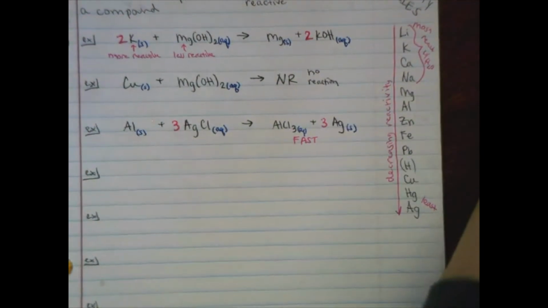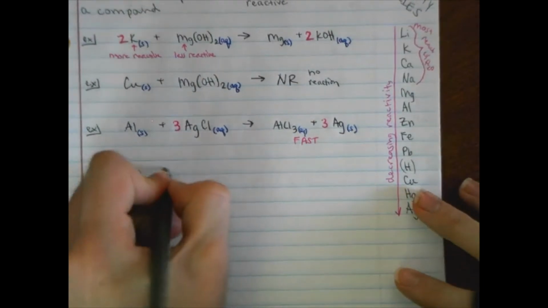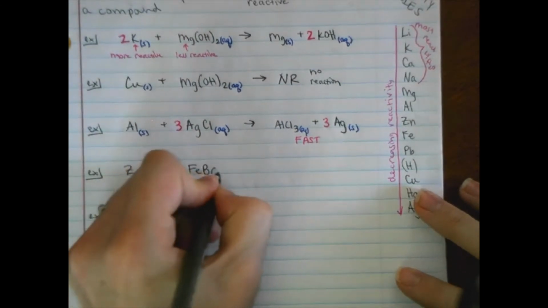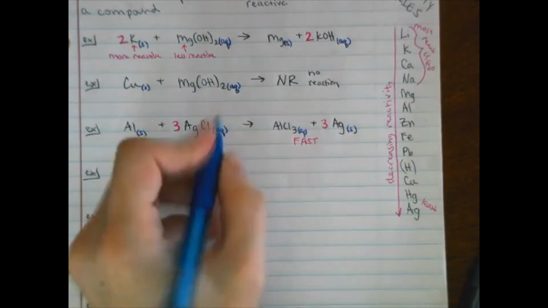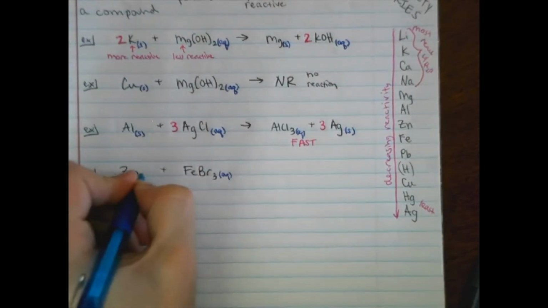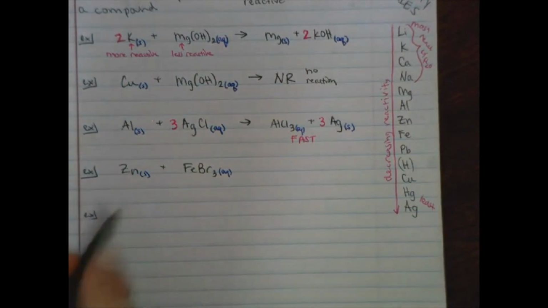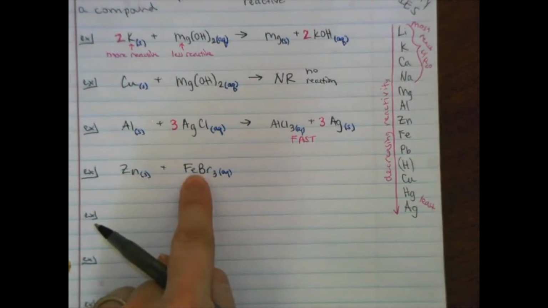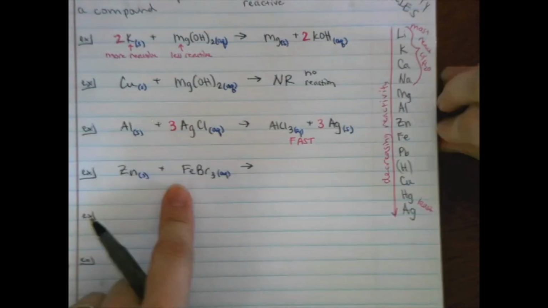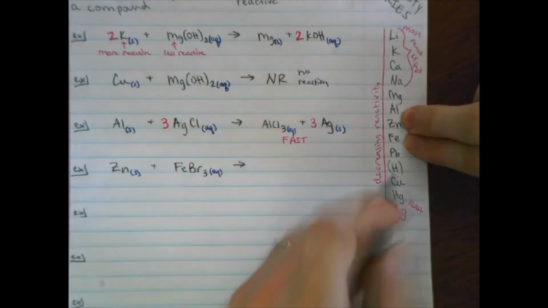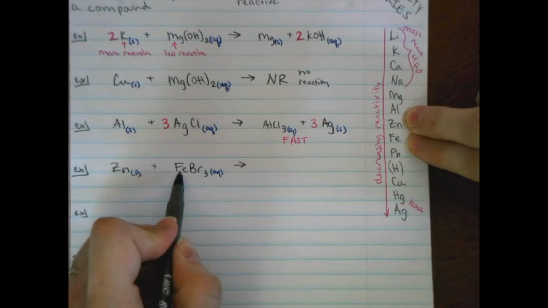Okay? Here's another one. If we have zinc, let's say we have a piece of zinc and it's put into this iron 3 bromide solution. This is another metal replacement. The zinc is going to attempt to replace the iron in the compound. To determine whether or not this will happen, we consult our activity series. We notice that iron and zinc are right next to each other. Zinc is more reactive than iron, so this will proceed.